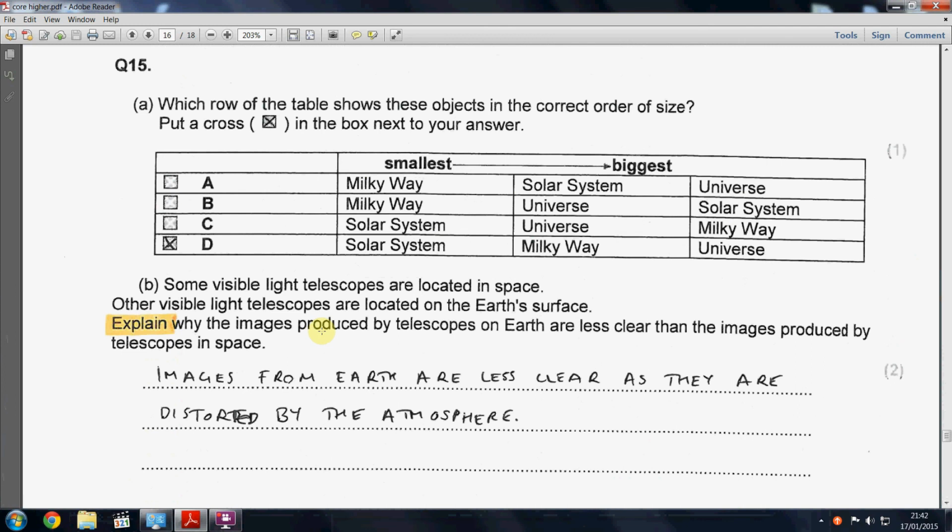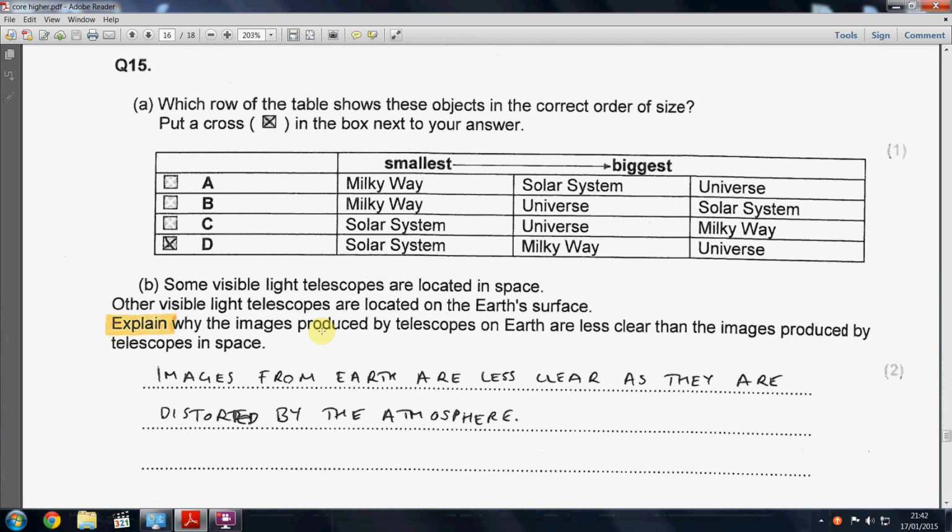Okay, part B then, some visible light telescopes, and visible light means using the light that you can see, an optical telescope. Other visible light telescopes are located on the Earth's surface, so some in space, some on the Earth. Explain why the images produced by telescopes on Earth are less clear than the images produced by telescopes in space. So we need to state a reason and then expand a little bit on it.